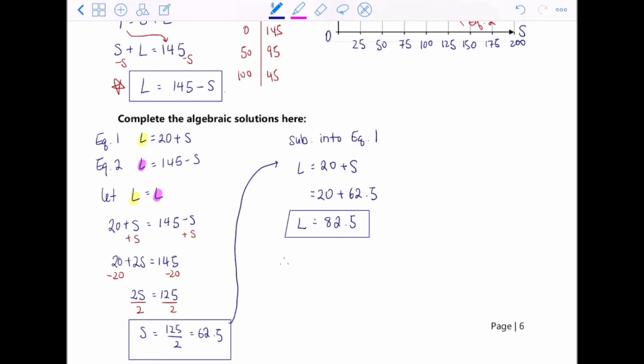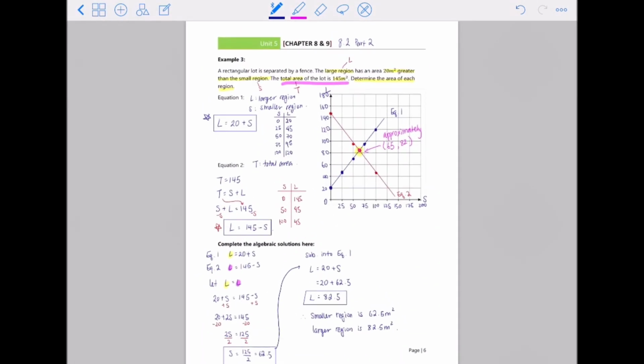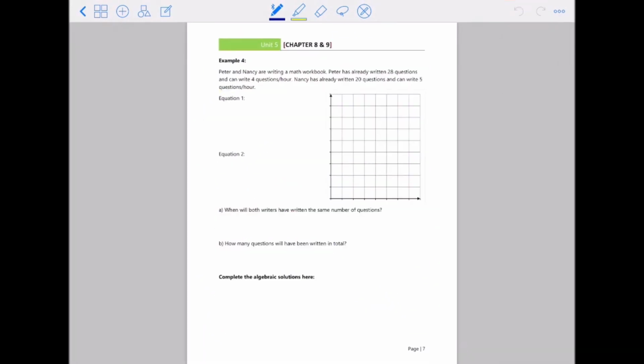For this question, we can state in words, the smaller region or area is 62.5 meters squared. Don't forget the unit. And the larger region is 82.5 meters squared. So we're done with example 3. Moving on to example 4.